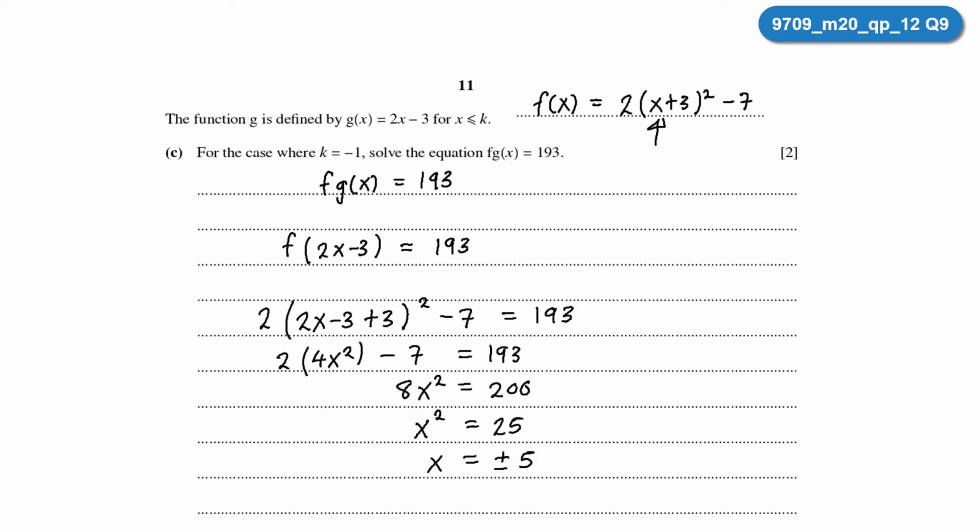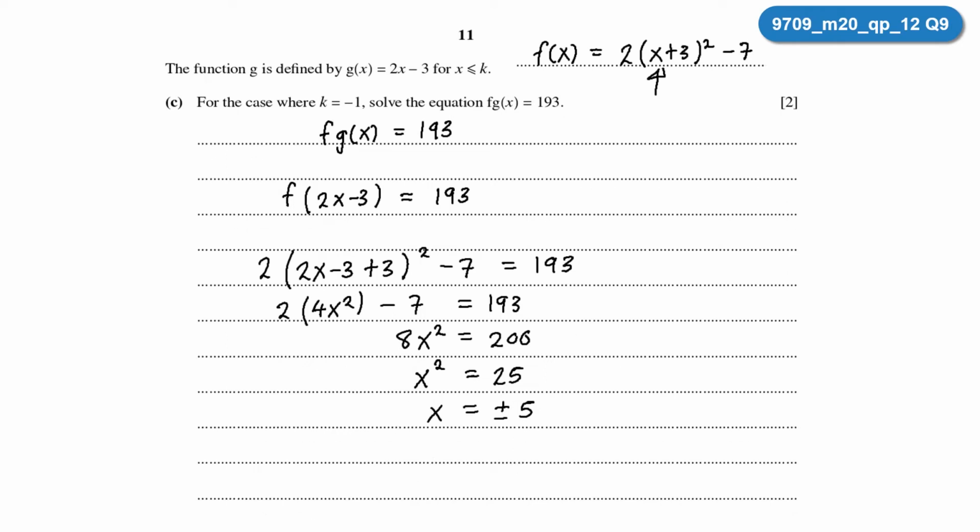But now that we have x equal to plus or minus 5, according to the question, x should be less than or equal to k, and k is minus 1. So x should be less than or equal to minus 1. The value of x that is less than minus 1 is minus 5. So therefore, I can conclude that x is equal to minus 5. So that's the solution to part C.